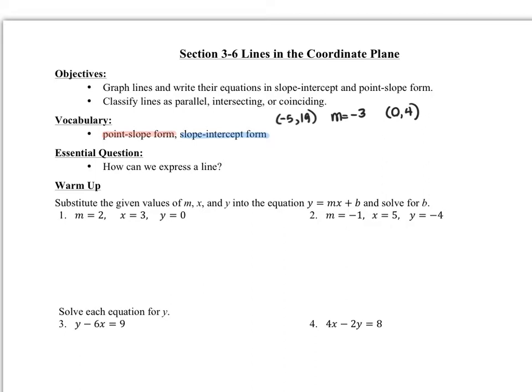To write the point-slope form, we're going to use the point coordinates and the slope. So that means it's going to be y minus our y-coordinate 19 equals m, our slope, x minus -5, so that's going to look like x plus 5. And that's it for point-slope form. For slope-intercept form, it's going to show the slope and the y-intercept. So that's going to look like y equals mx plus b. And in our case, with our particular line, we insert the slope, we insert the y-intercept, and that is slope-intercept form. So we're going to be using both of these in the lesson.